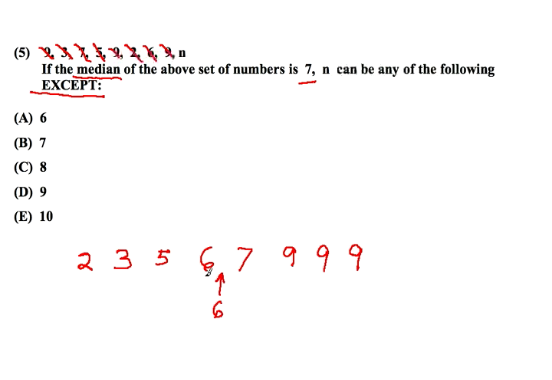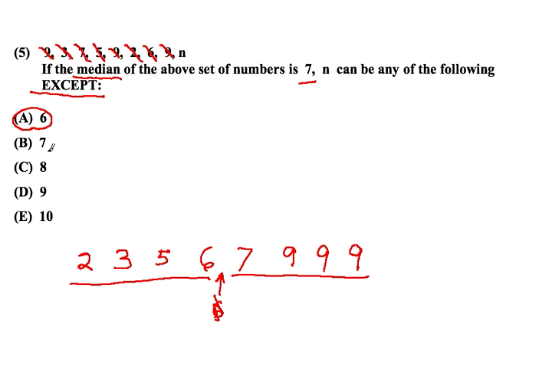And to figure out the median, one way is to count in from both ends equally. So if we count in 4 there and 4 there, that means 6 is the median, and that changes it. So that's the exception.